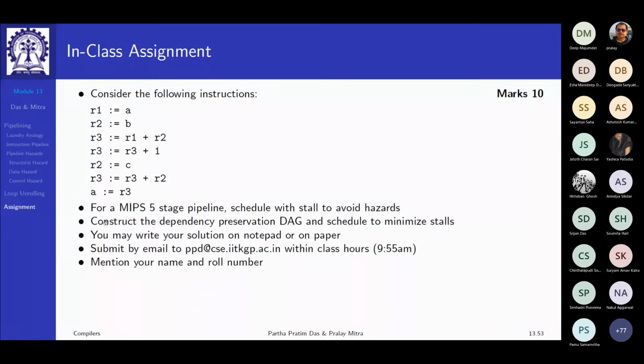The second part should be easy to do, but do it for this particular pipeline as we have discussed. The second would be to construct the dependency preservation DAG as we see and schedule with minimizing stalls as much as you can do. Like last time, you can write your solution on notepad or paper and mail me by 9:55. Last time, a lot of people have mailed even after the class. Unfortunately, that I cannot take because certainly after the class, the whole purpose of the assignment is lost. Okay? So please mail me within this time.